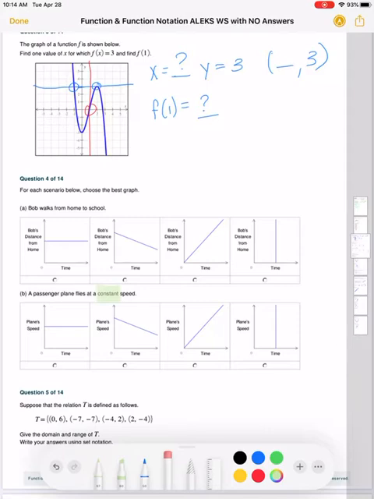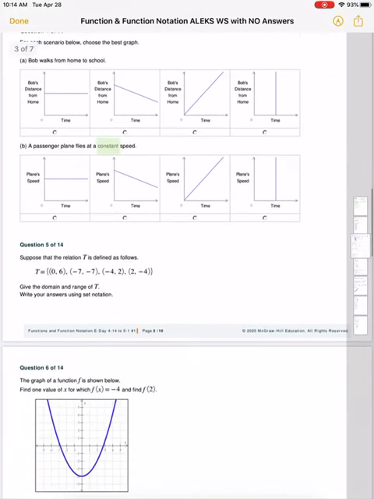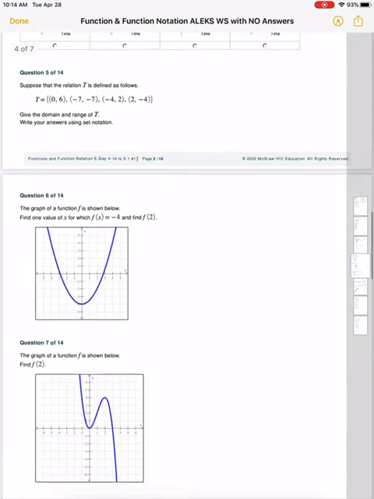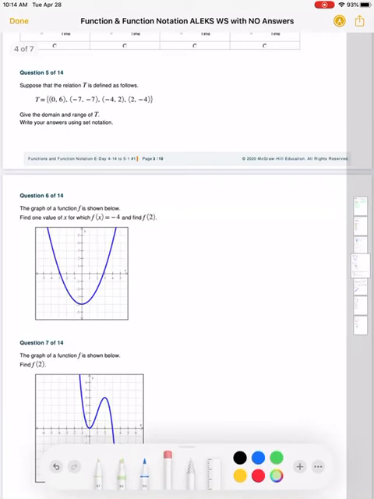Scrolling down to number 5. It says that suppose that a relation T is defined as follows, and it gives you a set of ordered pairs. And it says, give the domain and range of T. So this is exactly like number 1. So you're going to go back and look at number 1, see how we did that to figure it out.